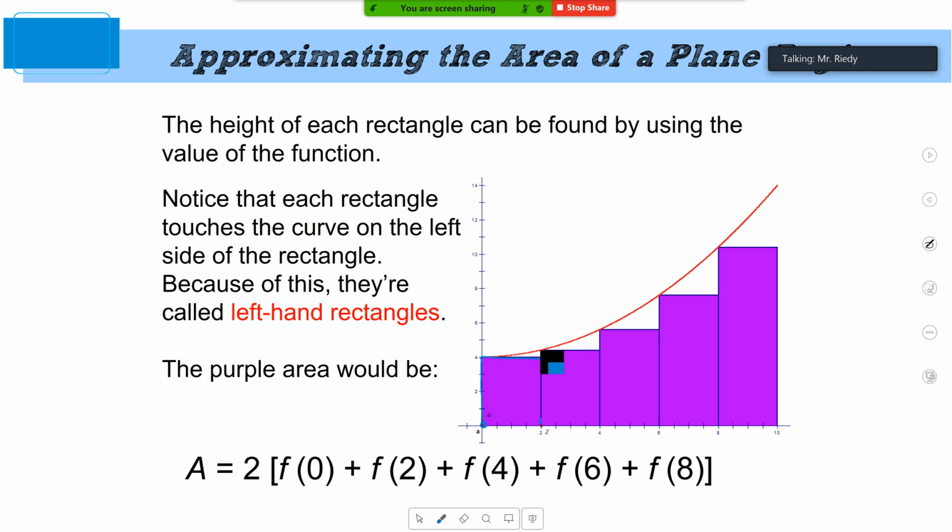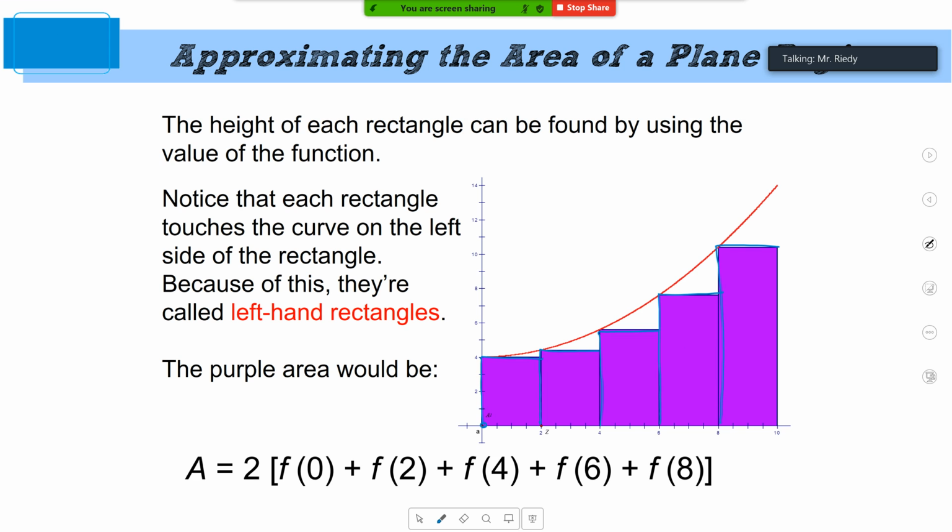Rectangle number 2, come up the left-hand side, hit the function, come across. And rinse and repeat. Okay. That's the first of our 4 types. Number 1 are left-hand rectangles.